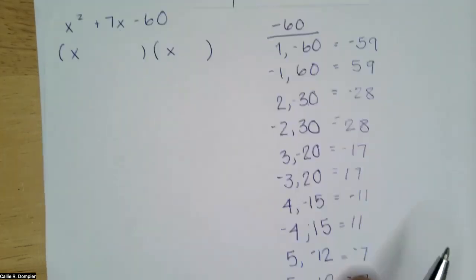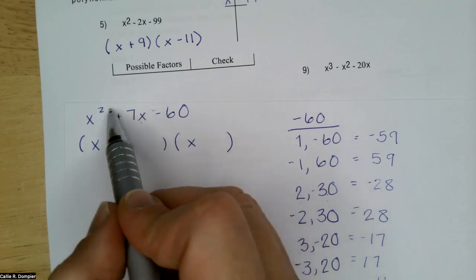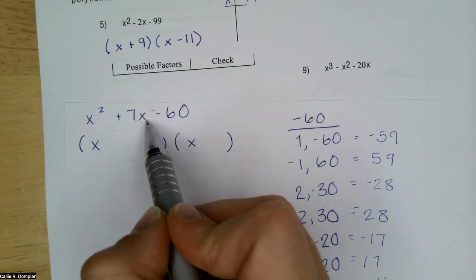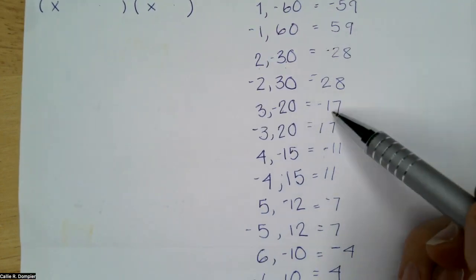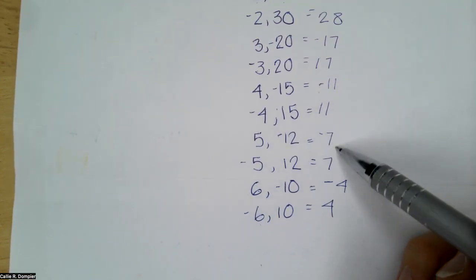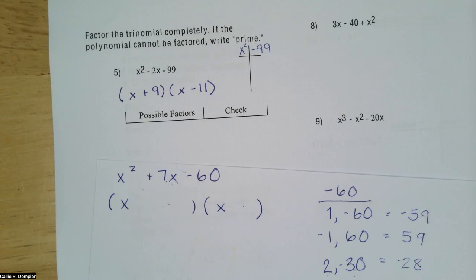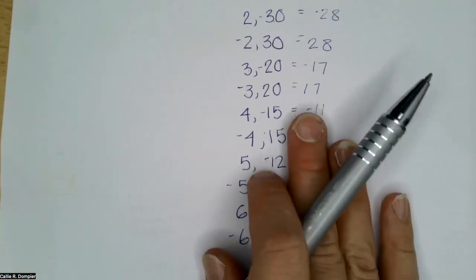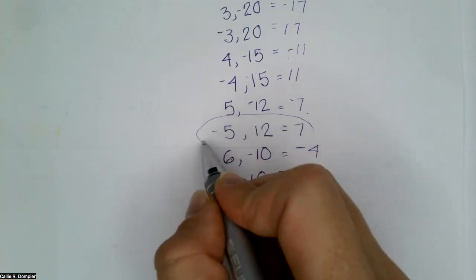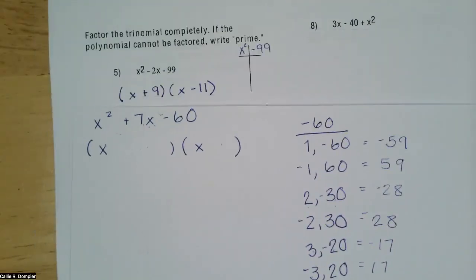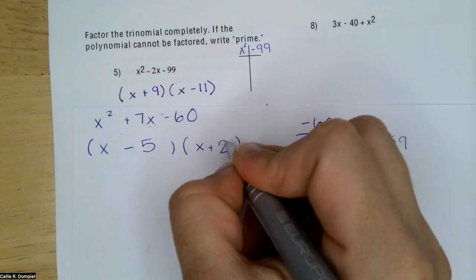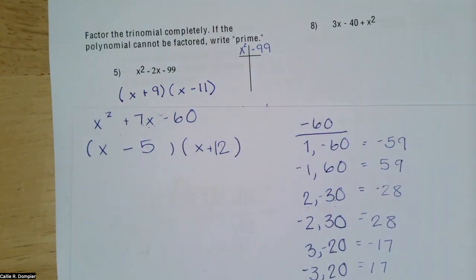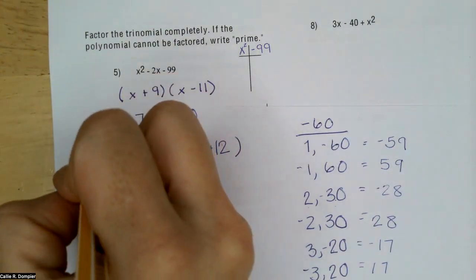So you can kind of think about which one of those looks like it would give us a positive 7x if I put them here and here. Not the 59s, not the 28s, not the 17s, not the 10s, the 7s, right? Did I want it to be a negative 7 or a positive 7? I wanted it to be a positive 7. So I'm going to choose negative 5 and 12. X minus 5, x plus 12. Let's just make sure.